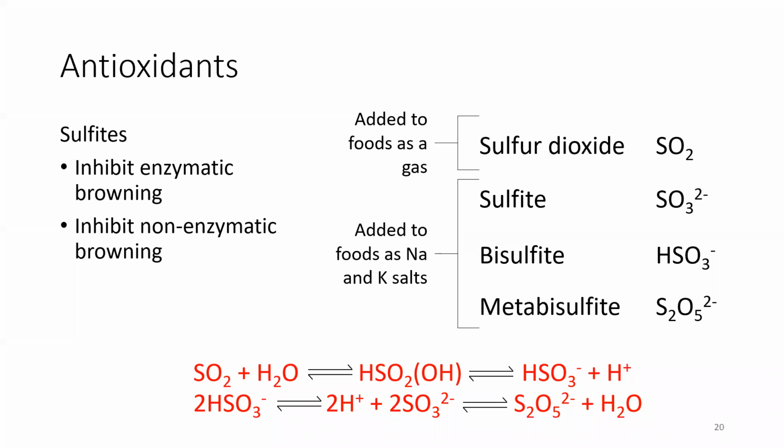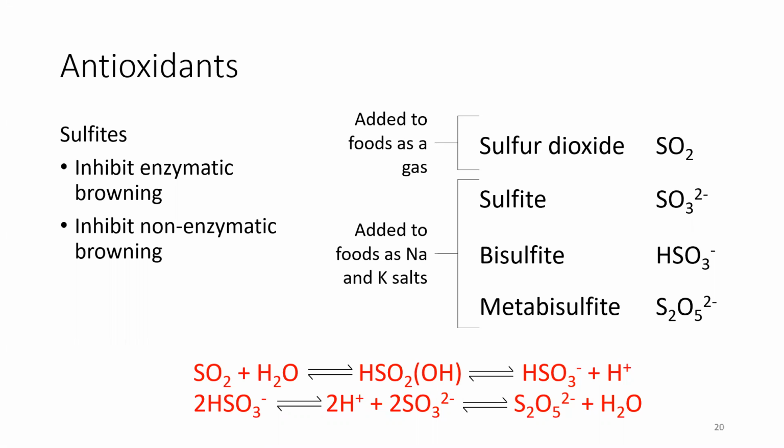But sulfites are specifically used to inhibit browning reactions in food. And they will inhibit both enzymatic and non-enzymatic browning. We will talk about enzymatic browning when we are in the enzymes chapter. But right now, enzymatic browning is the browning that you see in apples and lettuce, some different kinds of fruits and vegetables that turn brown over time once they are exposed to oxygen. And that is catalyzed by an enzyme called polyphenol oxidase.